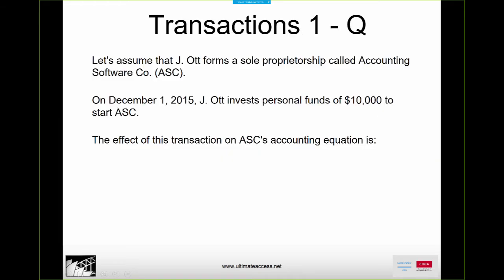Let's assume that J-Ott forms a sole proprietorship called Accounting Software Company. So what he's named his company is Accounting Software Company. And on the 1st of December, J-Ott invests personal funds of 10,000 in Accounting Software Company. What are the transactions here? I would like you to put it up in the chat box.